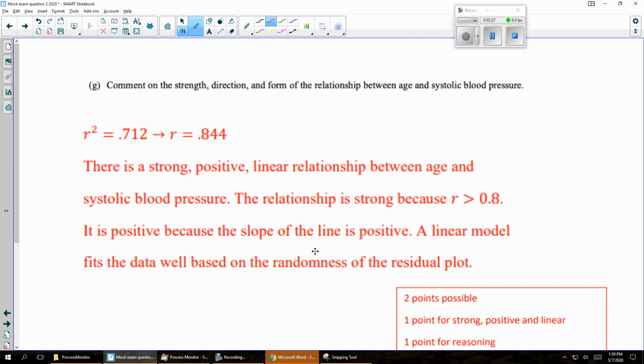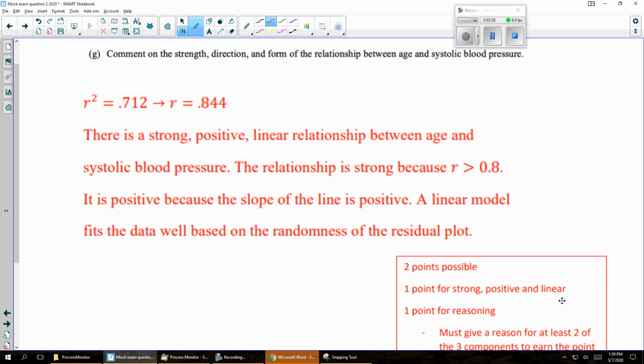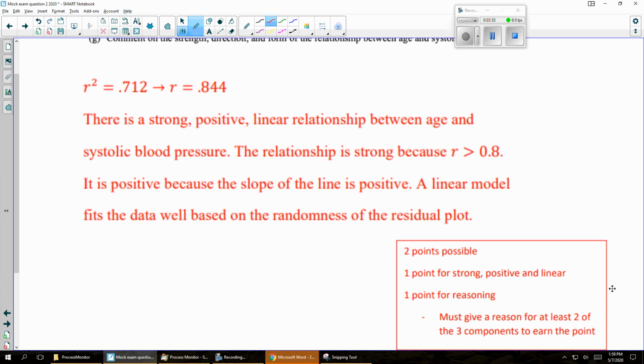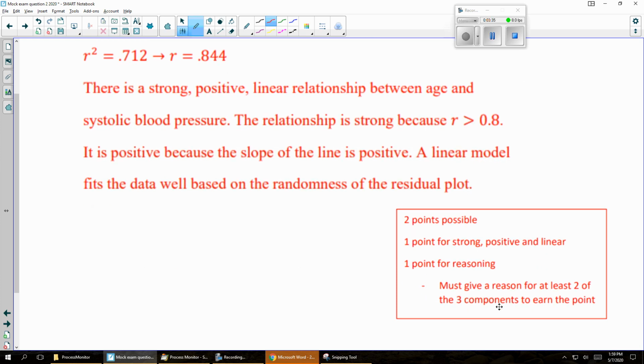The next part, 2 points. 1 point for saying strong, positive, and linear. 1 point for giving good reasoning. And you must give a reason for at least 2 of the 3 components to earn the point. So I probably, honestly, wouldn't have done real well on that part, because sometimes I think, well, it's obvious that it's strong and positive and linear. What do you want me to write? Well, the answer is some of this stuff right here is what they want you to write.